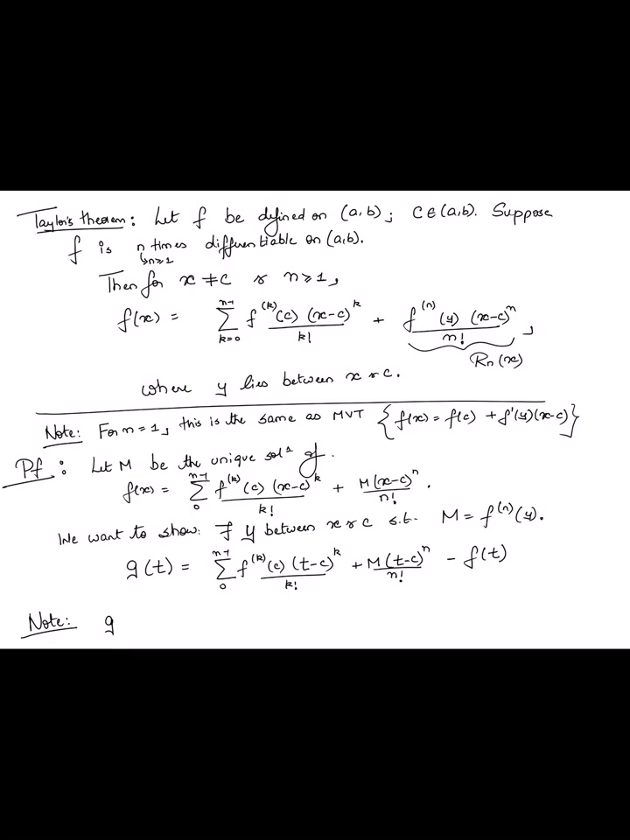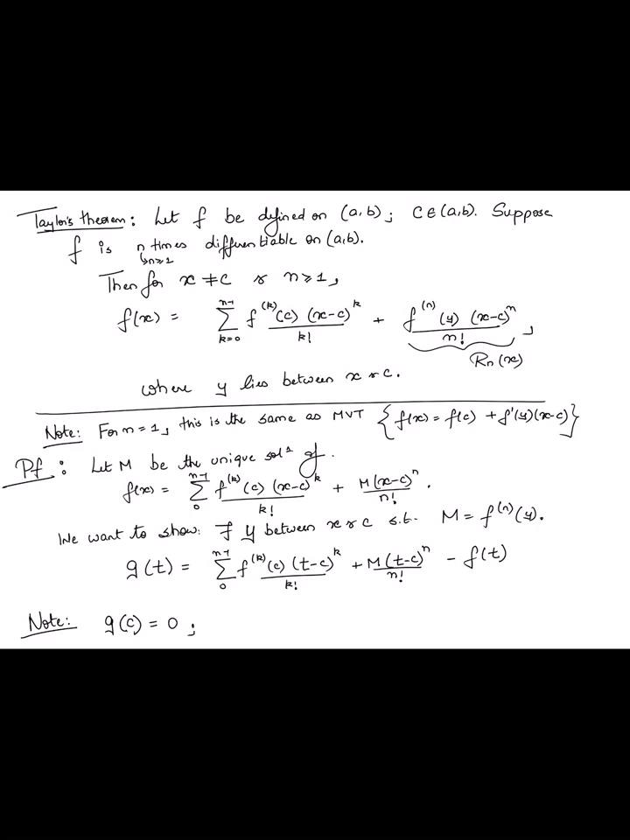If you look at g evaluated at c, it is in fact 0, right? Because all but the first term of the Taylor expansion will become 0 because there's a t minus c raised to something. So the first term of the Taylor expansion would basically give you f of c minus the last term giving you another f of c, right? So g of c is 0.